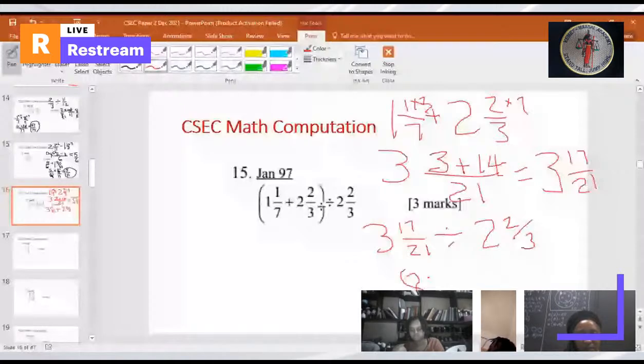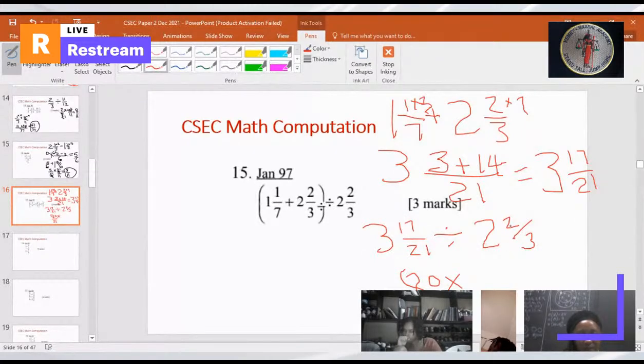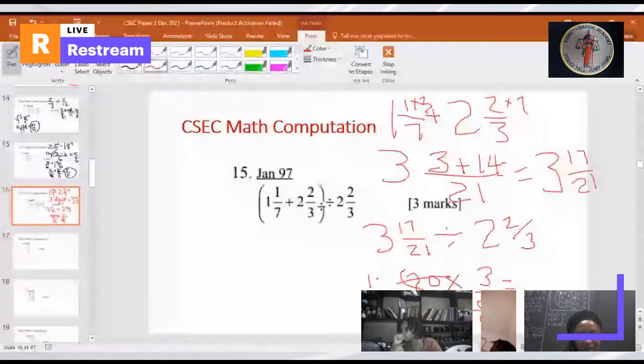And we change the division to multiplication. So 80 over 21 times 8 over 3, because 3 times 2 is 6 plus 2 is 8 over 3. And we invert it, so 3 over 8. And now we reduce. 8 into 8 goes 1 time, and 8 into 80 goes 10 times. And 3 into 21 goes 7 times, and 3 into itself goes 1 time.